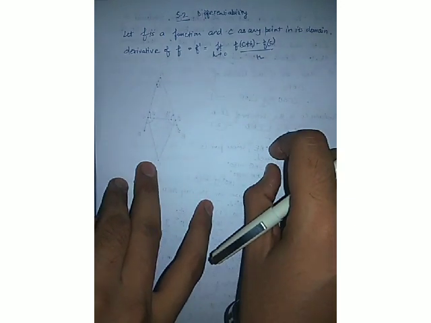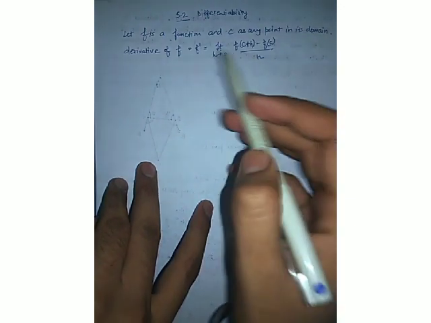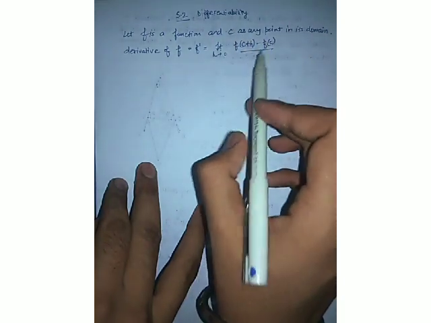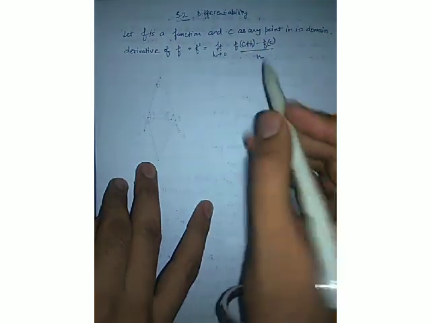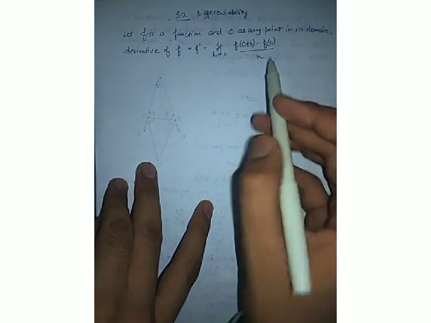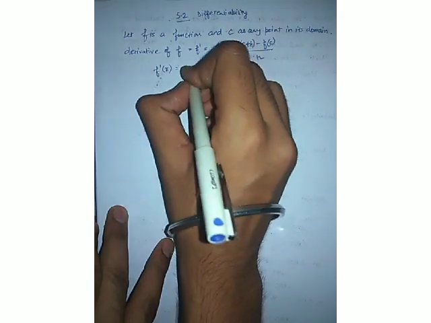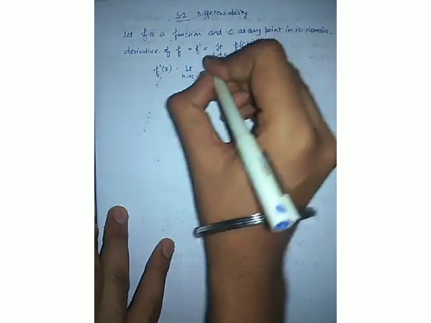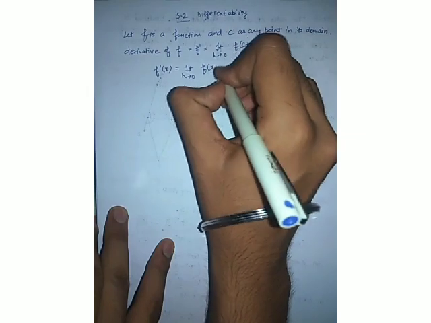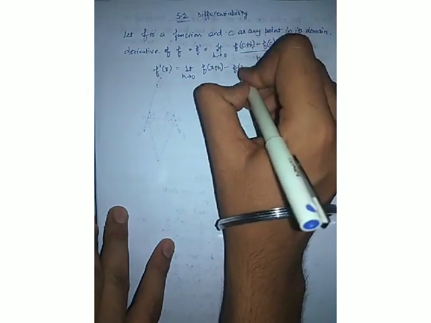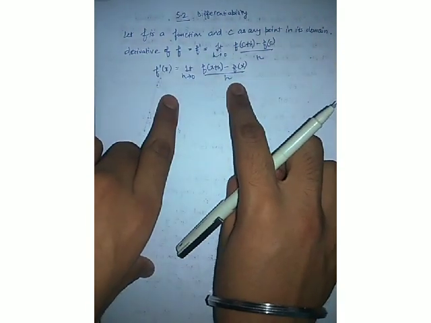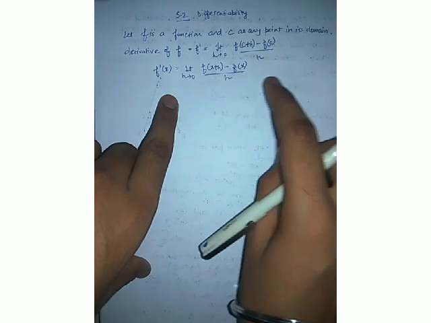Now if the derivative of f at c is defined like this, then if we take x as any point, c will be replaced by x, and f dash x will be equal to limit h approaches 0 of f of x plus h minus f of x upon h. This is the definition of what a derivative actually is. Clear?